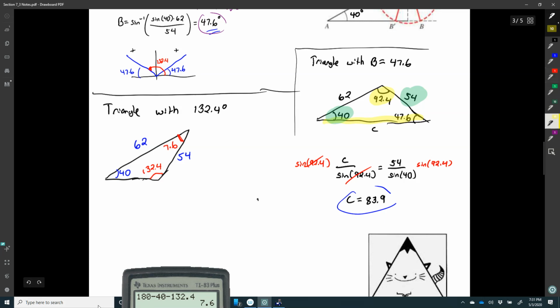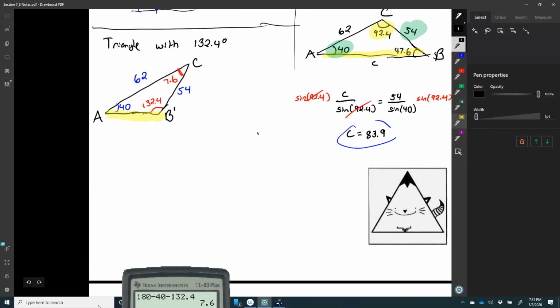Just like before, I'm missing this side. Oh, and by the way, in the textbook, they use A, B, C, and when they solve the other triangle, they say A, B prime, C. So for the two angles, they call one B and they call the other one B prime.